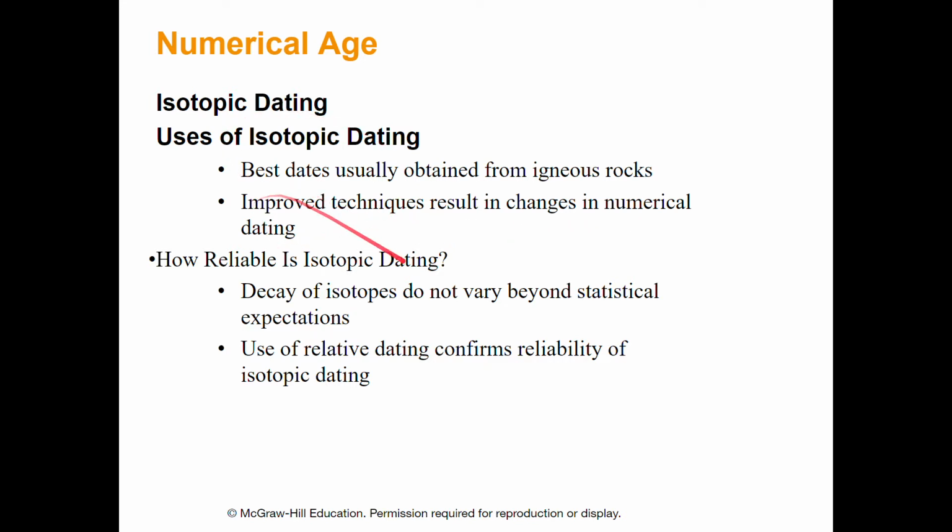So over time, we've gotten better at doing this. We found other elements that can help us age date things. How reliable is it? Pretty dang reliable. I mean, we can get a rock and pull up pieces of it and date them over and over and over again, and we always get the same results.